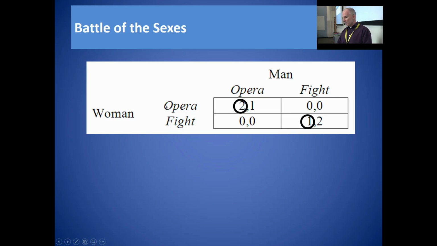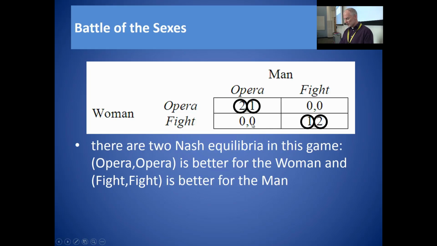And then for the man, if the woman chooses to go to the opera, the man goes to the opera and gets a payoff of 1. Is he going to go to the prize fight and get a payoff of 0? No. Obviously, he chooses also to go to the opera. And then lastly, when the woman goes to the prize fight, the man will also go to the prize fight, because 2 is preferred to 0.